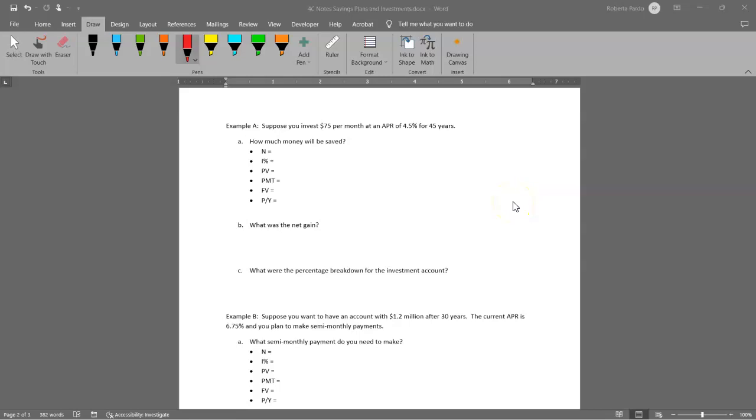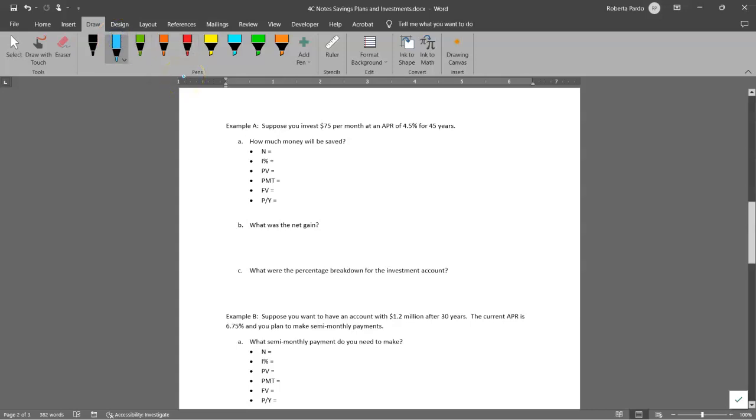Okay, let's go through a couple of different examples using the TVM solver when we're investing money. Suppose you invest $75 per month at an APR of 4.5% for 45 years. So we're going to fill in what each one of these represents.